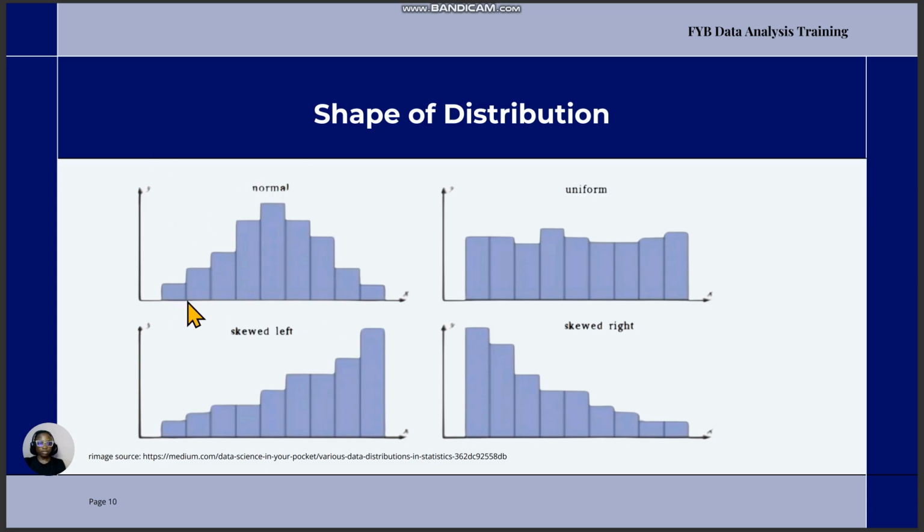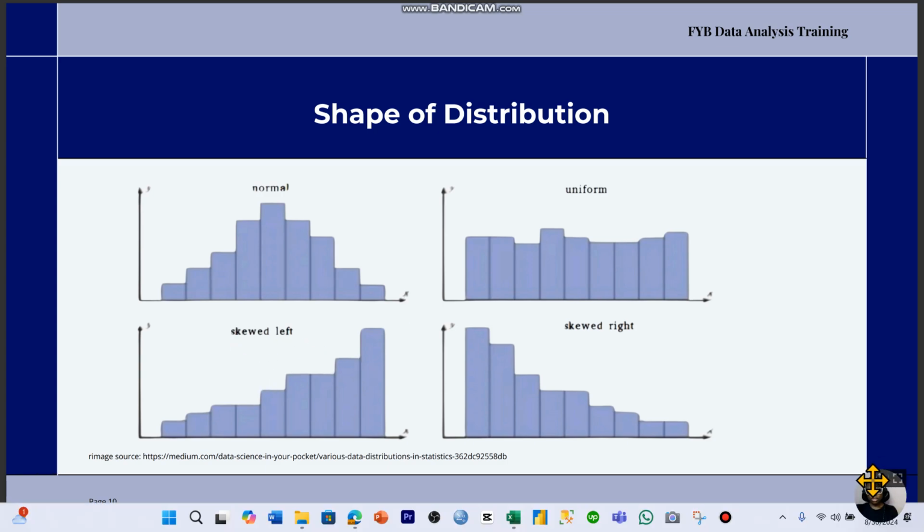So the smaller values have lower frequency, and then the middle values have higher frequency. Then the very high values also have lower frequency. So that results in a shape like this. For left skewed data, we have more of the high values, like something like this, and for right skewed data, we have more of the low values.